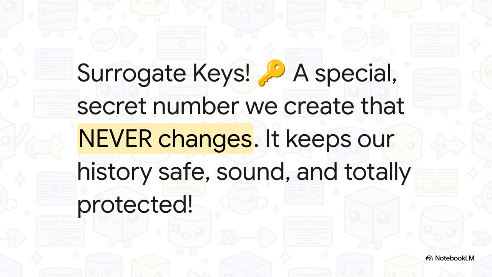But don't you worry, we have a super powerful spell for this: surrogate keys. A surrogate key is just a simple, meaningless number that we create inside our data warehouse for every single dimension row. It's like a permanent ID card that we control, and it never, ever changes, even if the source system renames, renumbers, or reorganizes everything. It basically protects our analytics from all that operational chaos.